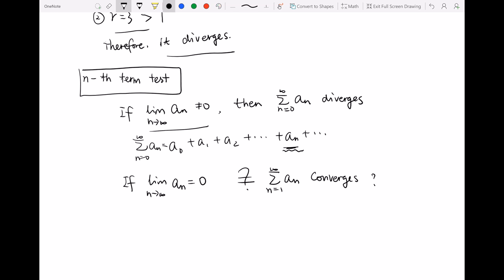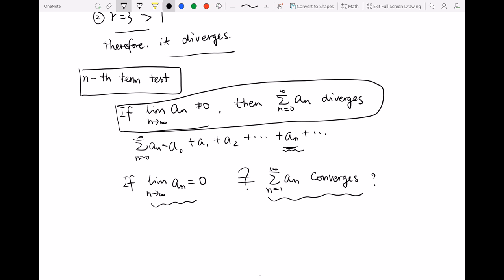If the nth term equals 0, does this mean the series converges? Well, now for sure we know this is true: if the limit of the nth term as n goes to infinity does not equal 0, then the series does not converge. If you add things together and keep adding something which is not 0, you can go to infinity. So this is true. But what about this one?